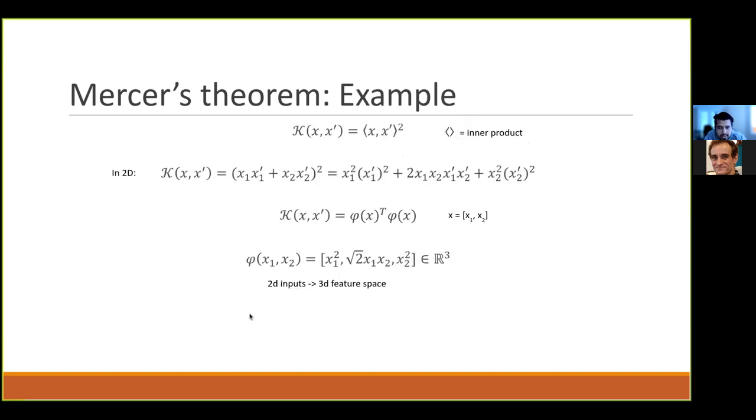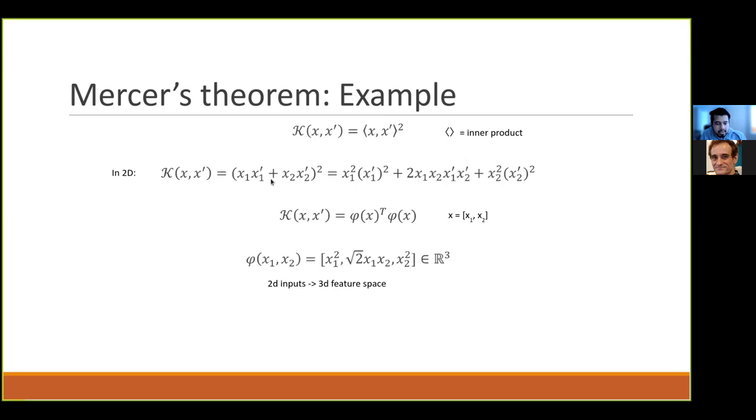So we'll try to understand an example. We can represent this kernel. Suppose there's a kernel which is taking a dot product, or inner product, and then squaring it. Since we are squaring it, it will always be positive, so that ensures that it's positive definite. This symbol is the inner product.